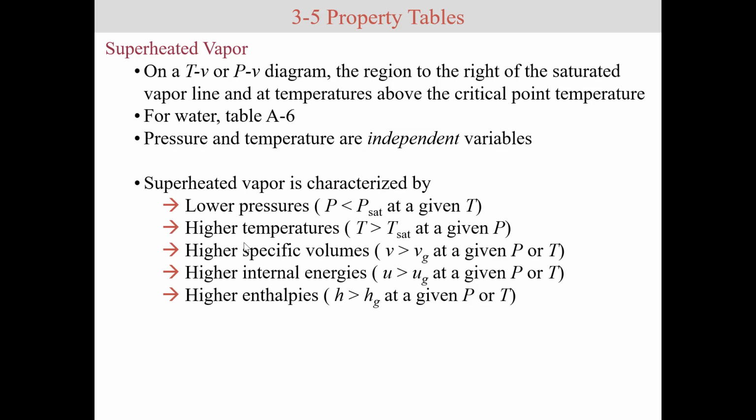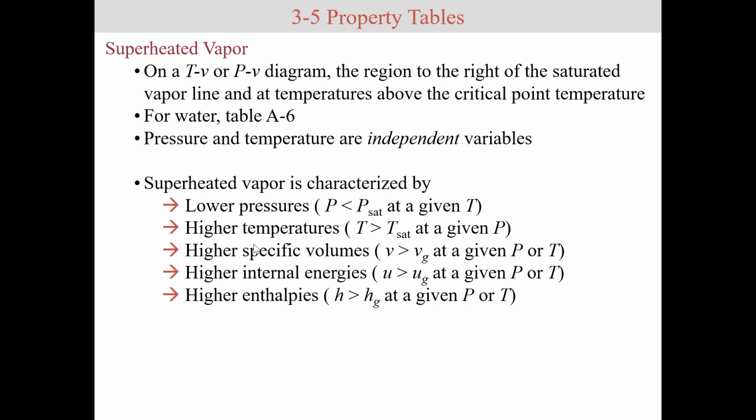Let's go on to the property tables now and look at how to deal with things when we're in a superheated vapor region. We just looked at, as an example, tables A4 and A5, which are the water saturation tables that deal with how to quantify the properties of water when it is in a saturated state: a saturated liquid, a saturated vapor, and a saturated liquid-vapor mixture. Now we're going to go beyond that state and deal with how to quantify the properties when we're in a superheated vapor region.